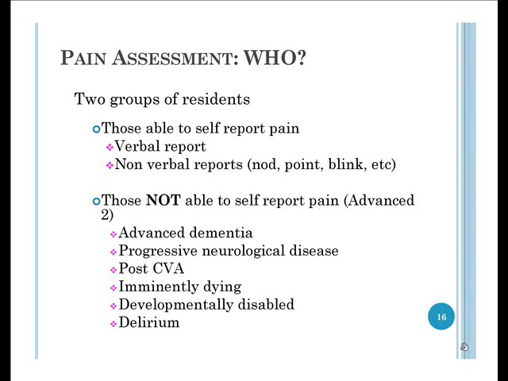For those that can't self-report, it's important to look at other strategies. And patients that may fall into this category are those who may have advanced dementia, advanced neurological disease, Parkinson's disease, for example, who are post-stroke, who are imminently dying and no longer able to communicate. The developmentally disabled or intellectually challenged may fall into this category, and those who have an acute delirium or confusion state may also not be able to self-report.